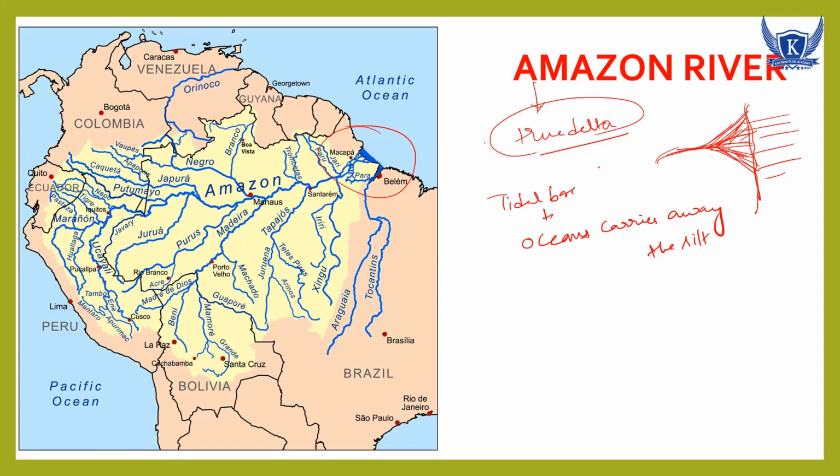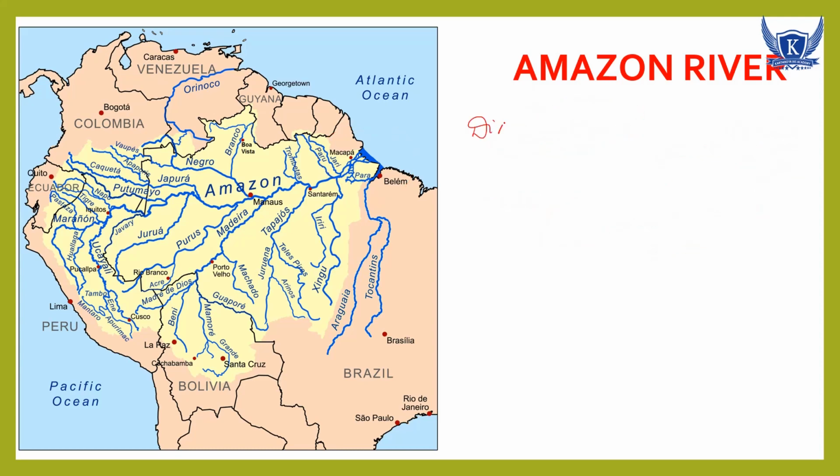Now, who discovered this river? It doesn't mean that the river was not known to the people. It is known, but the name, how it came, and who discovered it first. This river is discovered by Francisco de Orellana in the year 1541. Here, this person had a war with the tribals.